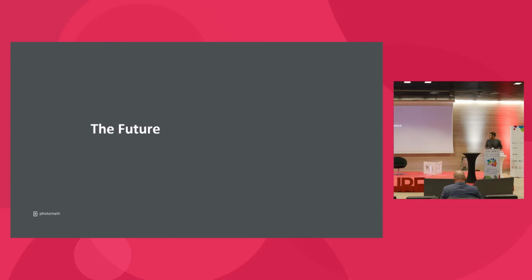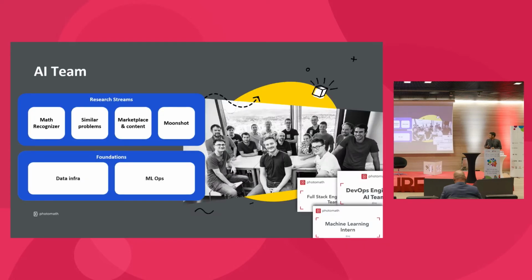So now to talk about the future. In the AI team in Photomath, we don't do just math recognition. Math recognizer is only one of the streams we are working on. Other streams include finding similar problems, some optimizations on our internal marketplace, and some optimizations of content, and a Moonshot block where the math recognizer once was. And all those streams are on top of good foundations of two teams: data infrastructure, which does the data work, and MLOps, which does deployment and cares for our GPU nodes.